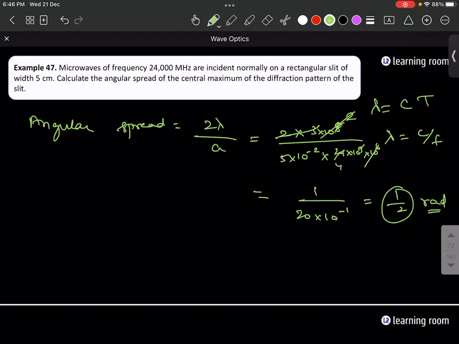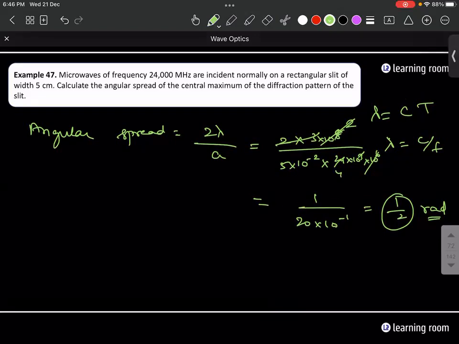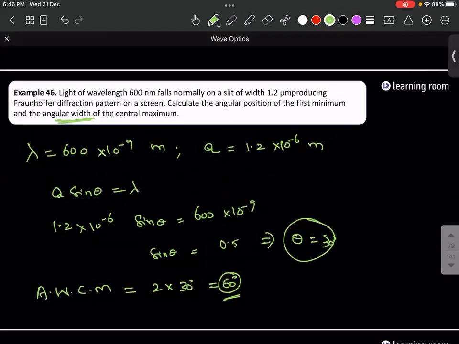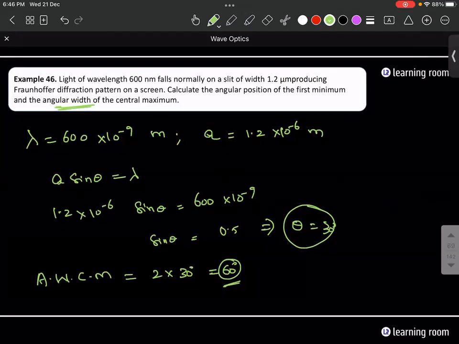Sir, could you go to the previous question? Sir, if they ask angular width, we have to calculate sin theta. But if we ask angular spread, we have to calculate theta first, then calculate sin theta.